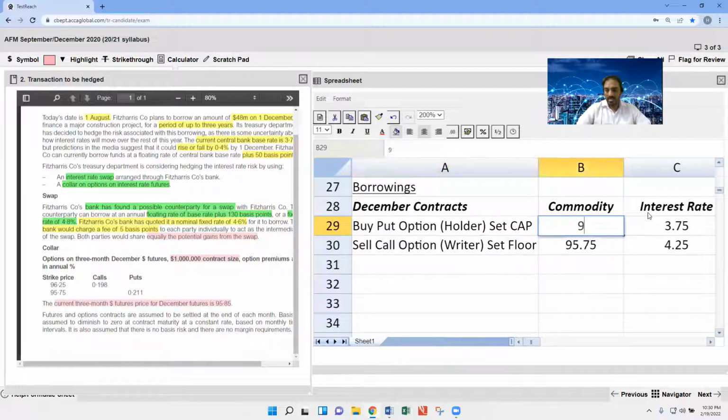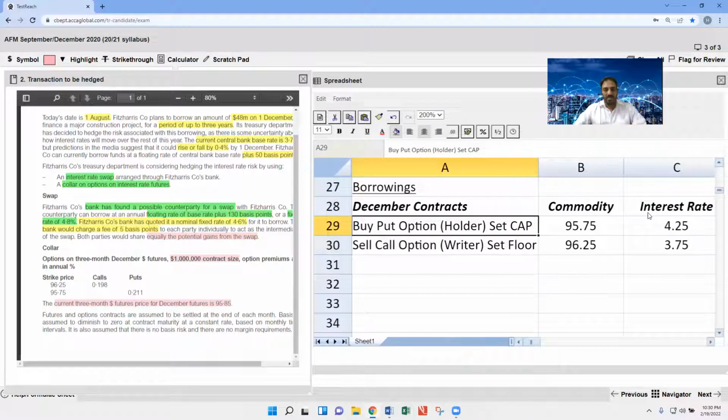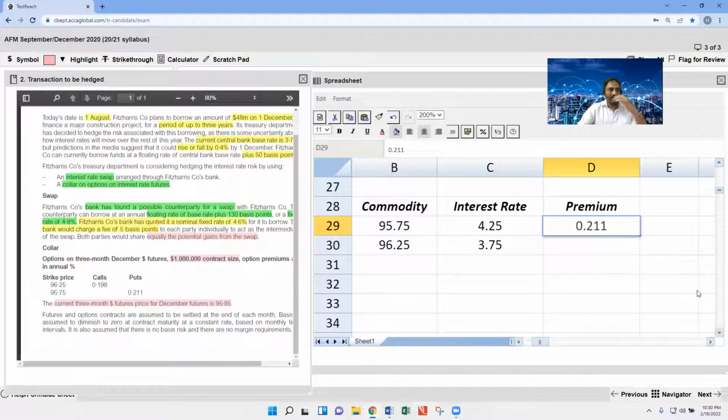Sorry, 95.75, 96.25. And take out the position of the premium. Simple premium. The put 0.211, we have to pay 0.211, and 0.198, that's payment.